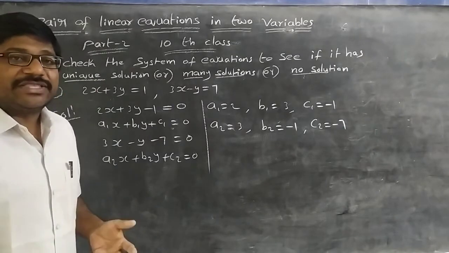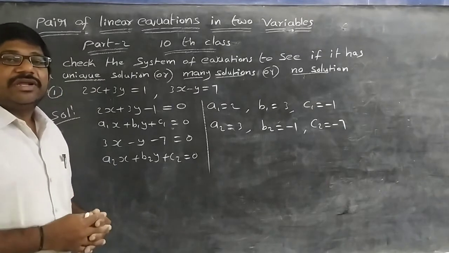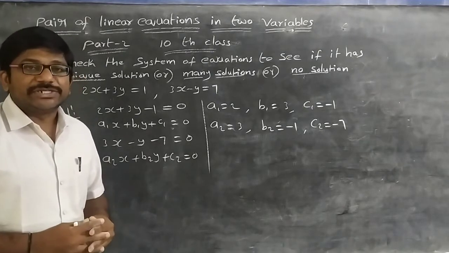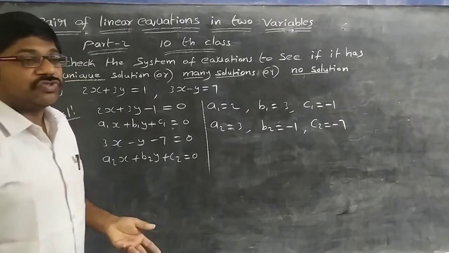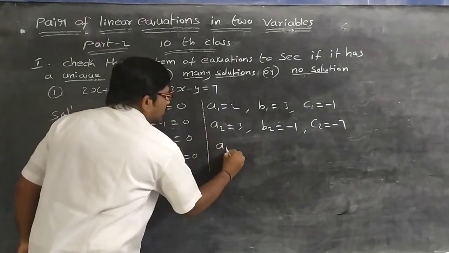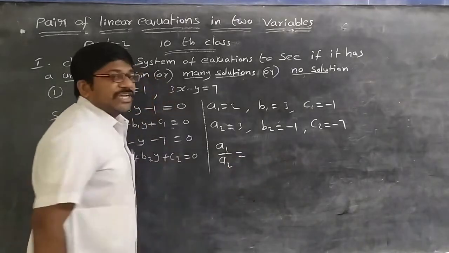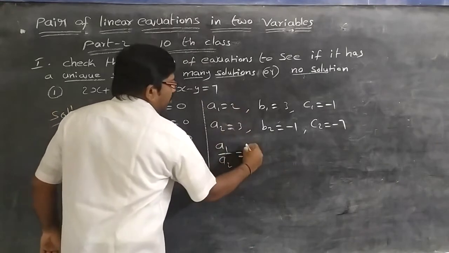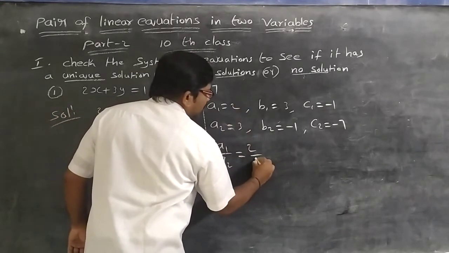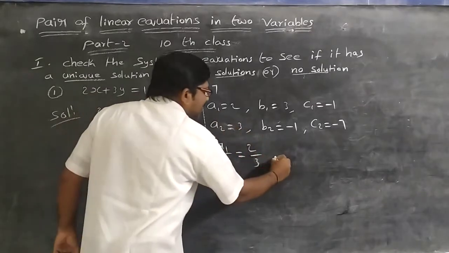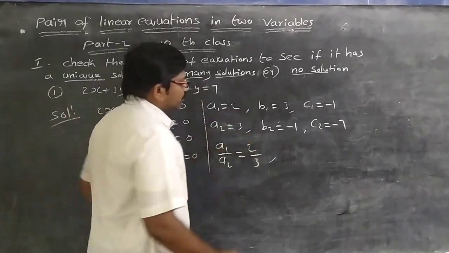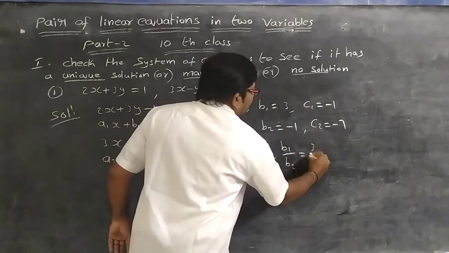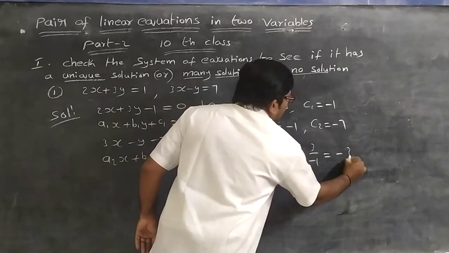Next, check the condition. What is that condition? Yesterday we discussed A1 by A2, B1 by B2, and C1 by C2. Find the three ratios. First, A1 by A2: the ratio of A1 to A2 is equal to 2 by 3. The first one is completed. Next, take the next ratio, B1 by B2, which is equal to 3 by minus 1, that is equal to minus 3.